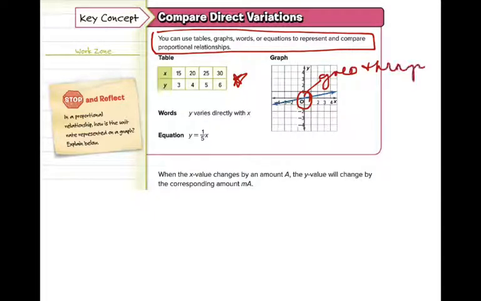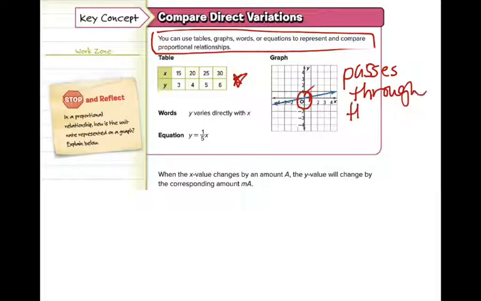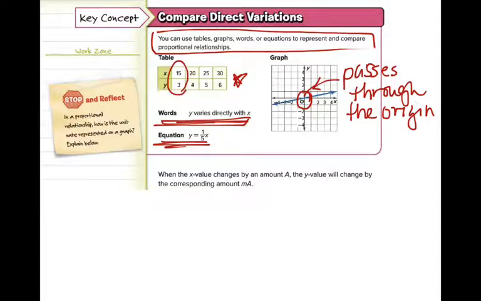If we look at the graph, it passes through the origin. Pardon my horrible writing, let's try that. Passes through the origin. Much better. With words, y varies directly with x, and an equation would look like this. With our equation, you have a y on one side equals a coefficient and an x. Our coefficient is 1/5 because if I took this number and made it into a fraction 3/15, that would simplify to 1/5. So that's where the 1/5 comes from.